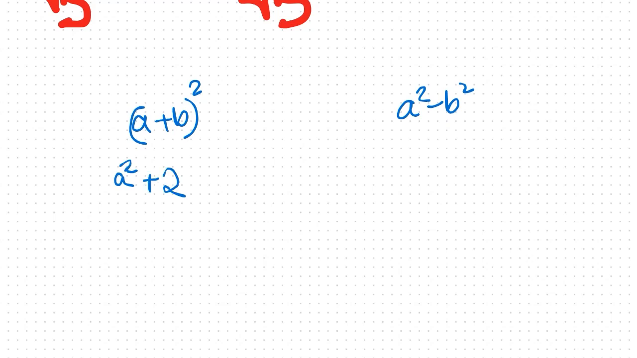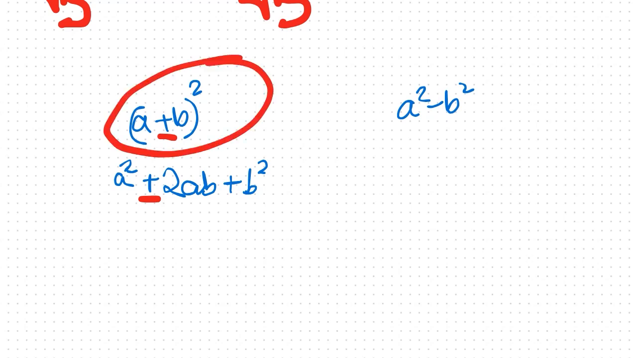So a plus b whole square is a square plus 2ab plus b square. A minus b whole square means a square minus 2ab plus b square. So these are one. You said a square minus b square. And these two are important always. Anyways, sorry. So a square minus b square is the third one, which is important.